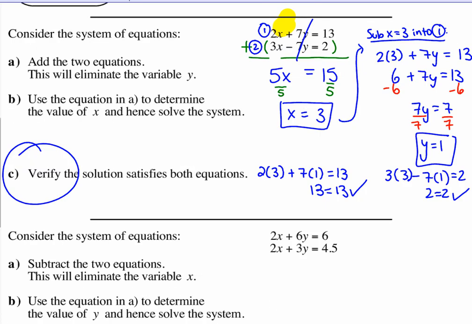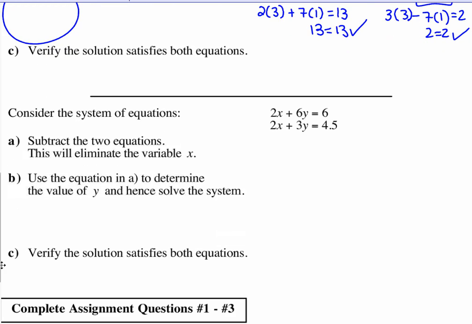So let's look at this next guy. All right, we're ready to go. Do we have 2 variables with the same coefficient? Yes. Now this time they're the same sign, right? Everything should be aligned. Is it all aligned? Yes. So we're going to subtract.